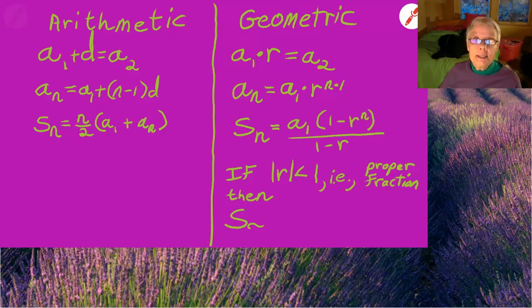To find the sum of an infinite number of terms in a geometric sequence, which means you're finding an infinite geometric series, use this formula. The first term divided by 1 minus the common ratio. That's it.